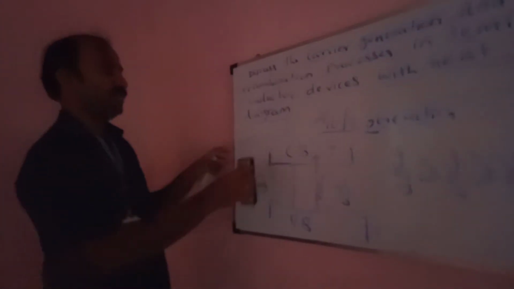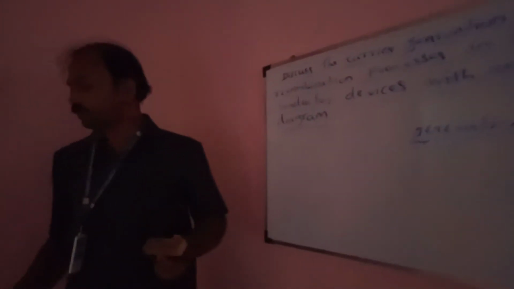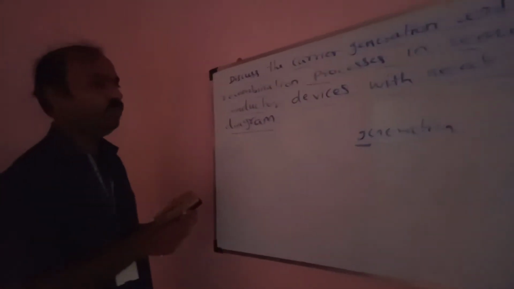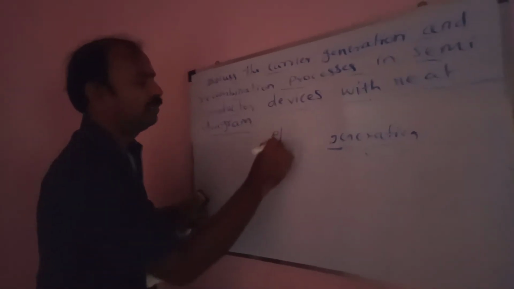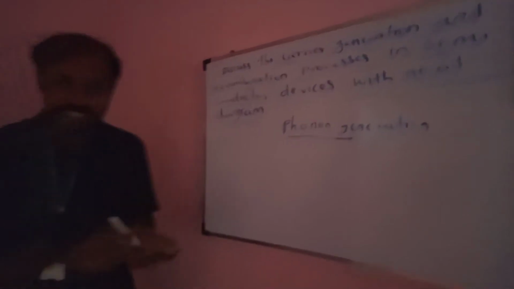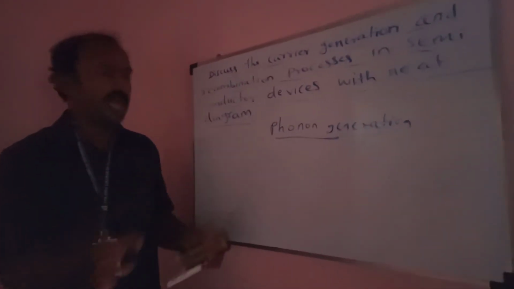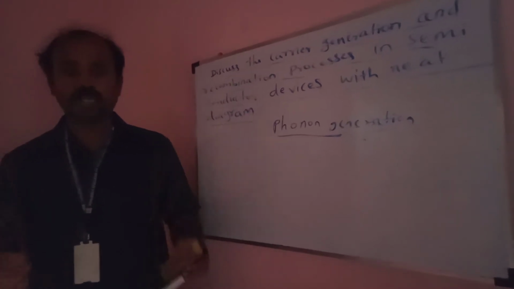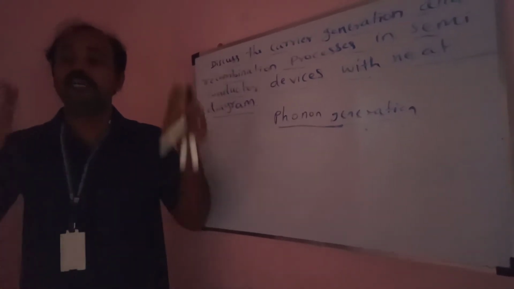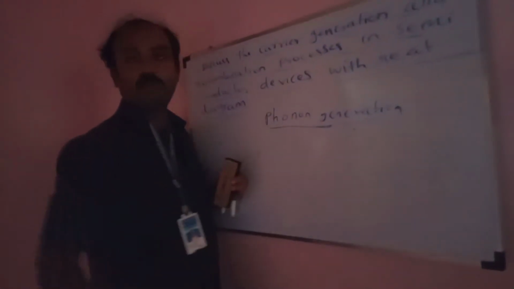So that is the first one, photo generation. Now we move to the second one, phonon generation. What is the meaning of phonon generation? Here the same electron and hole charge carriers are generated by the application of temperature, with the help of temperature.